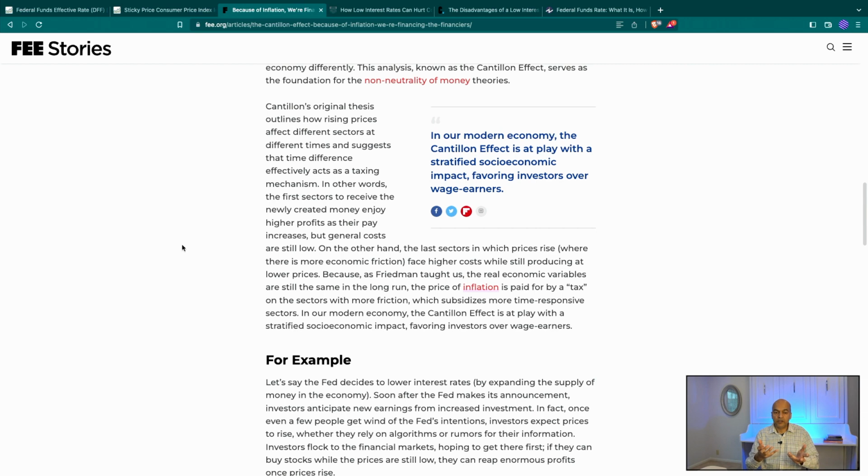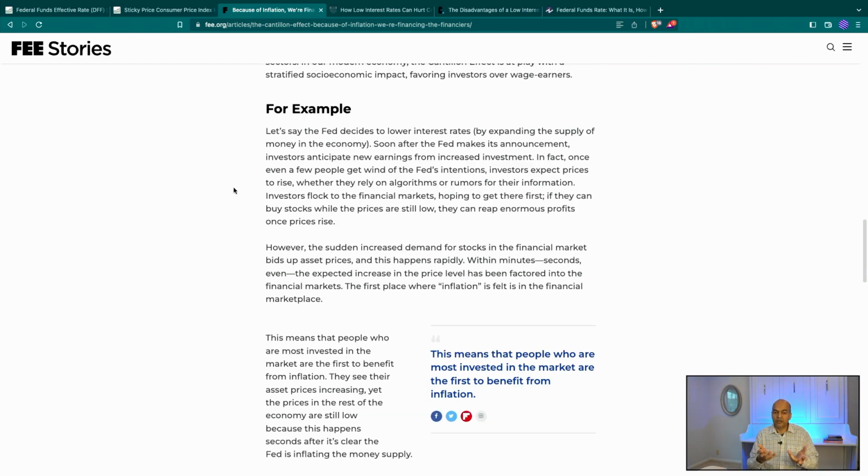So the Cantillon effect refers to basically where new money is getting into the economy. With new money that's injected in the economy, those usually the best to take advantage of it do take advantage of it, and that hurts others who don't get access to that money. As it notes here, in other words, the first sectors to receive the newly created money enjoy higher profits as their pay increases, but the general costs are still low. They provide an example here.